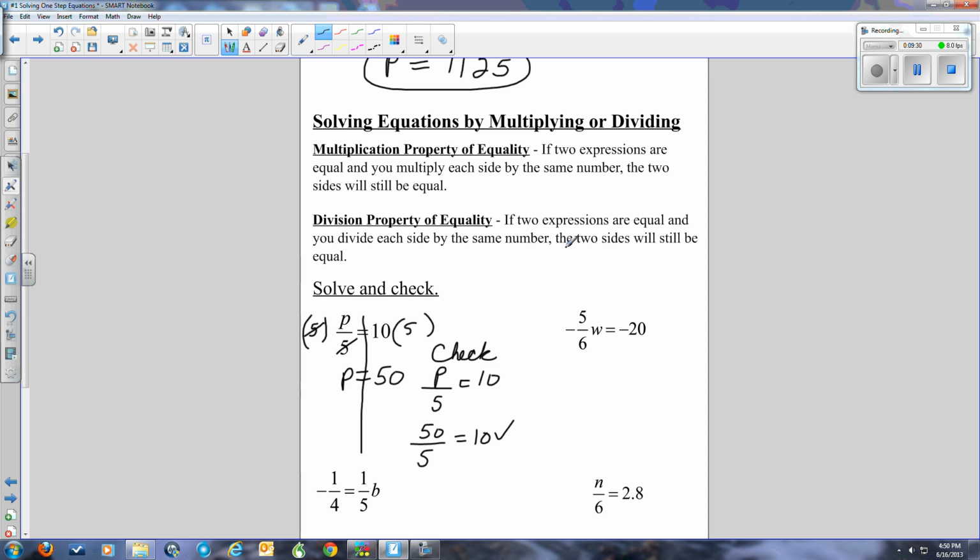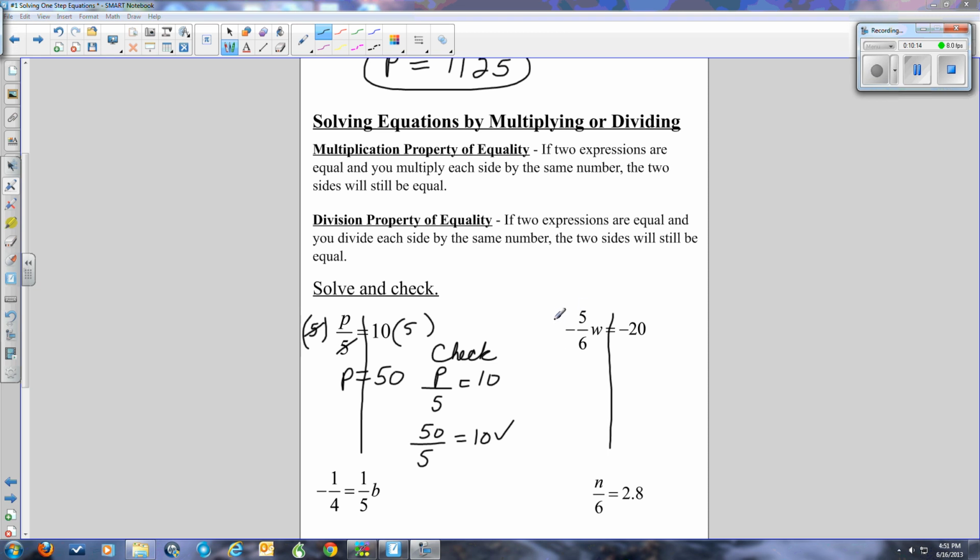Now, we're going to have to remember what we know about fractions here. We have negative 5/6 w equals negative 20. Well, we'll draw our line through the equal sign. Negative 5/6 is multiplying the w. So we want to do the opposite of multiplying by negative 5/6, which means we're going to divide by negative 5/6. Now remember, when you divide by a fraction, you flip the fraction over and multiply. That's called taking the reciprocal of the fraction, or multiplying by the reciprocal.